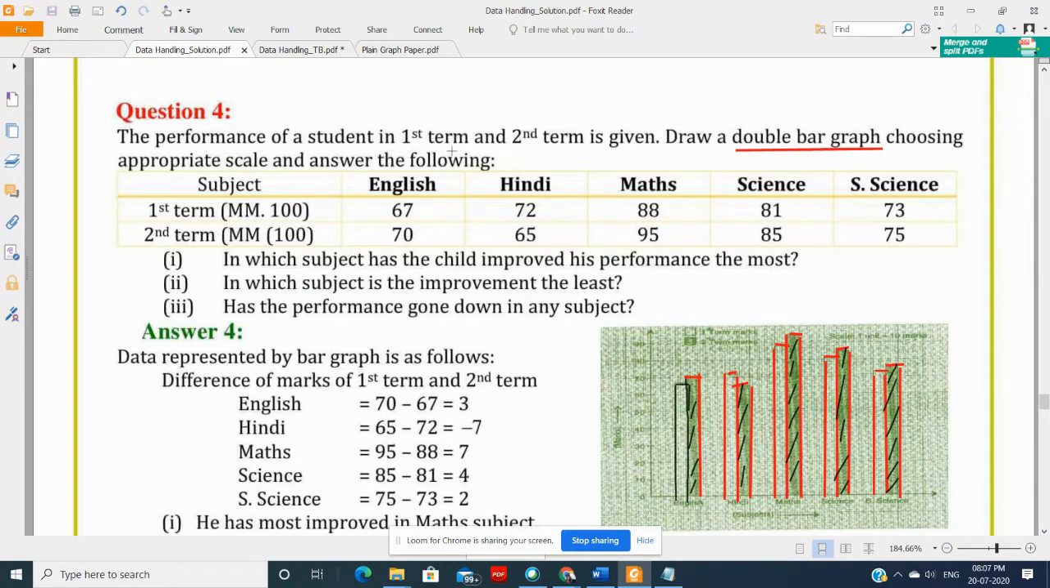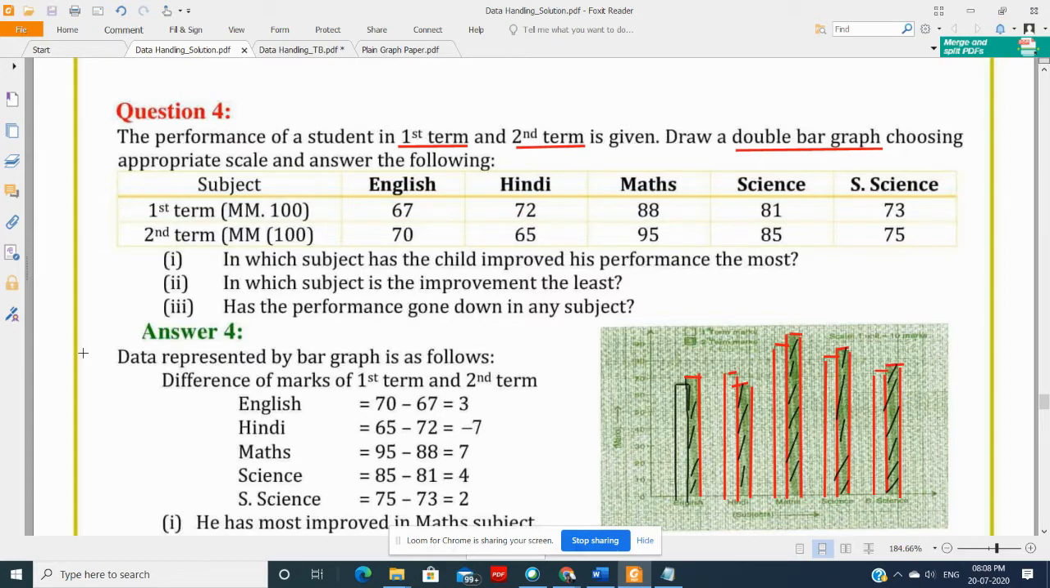The performance of a student in first term and second term is given. So in this question, these are the first term and second term marks of these subjects. So this is the performance for one student. Draw a double bar graph choosing an appropriate scale and answer the following.